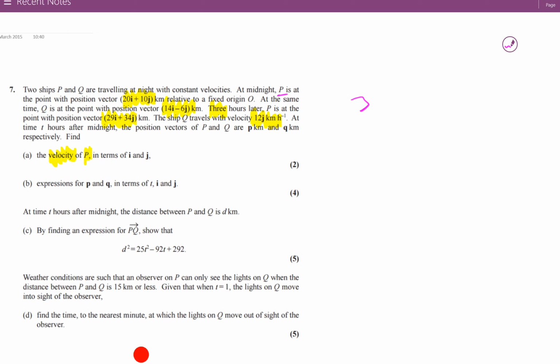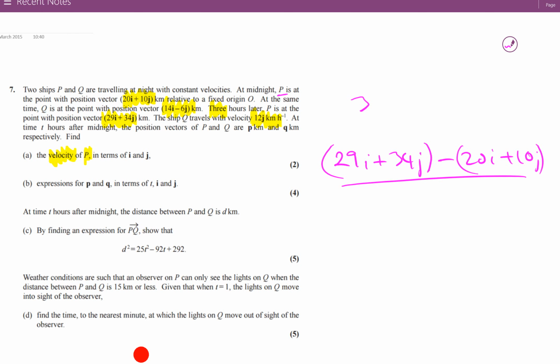So the end position is 29i plus 34j, and you take away the first position, which is 20i plus 10j, and divide it by 3. Does that make any sense? You've rearranged the equation. Yeah, no, okay, right.